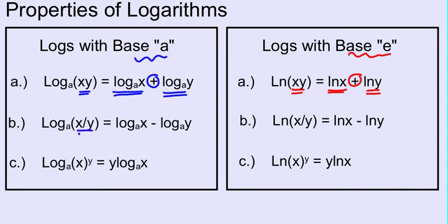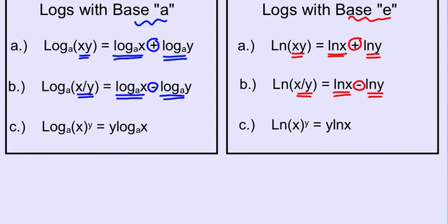Second property is division. So how you split that up is log of x minus log of y. Over here, property 2, again is division. So it's the natural log of x minus the natural log of y. You are subtracting them. The third property, if you have an exponential, you can bring that y down in front. Again, if you have an exponential, you bring that y down in front as a multiplier.